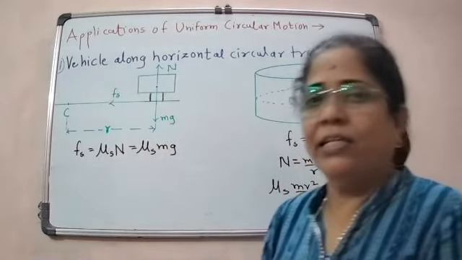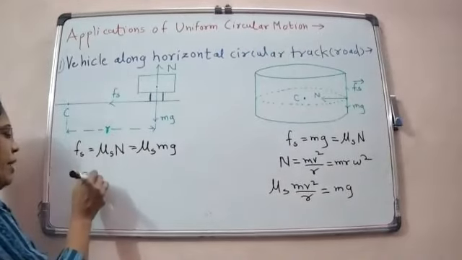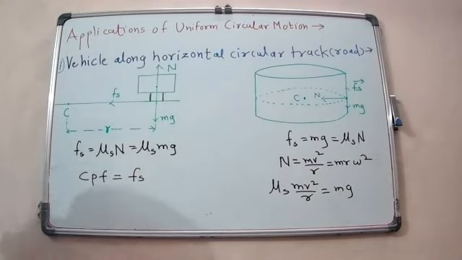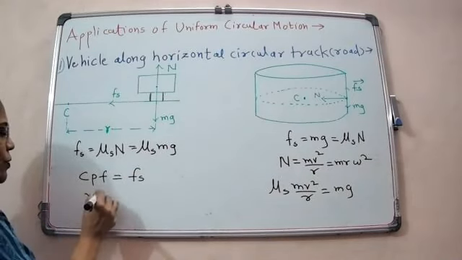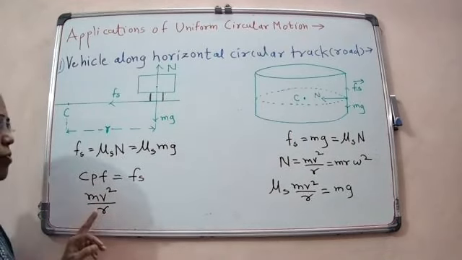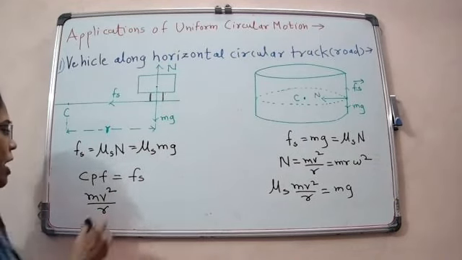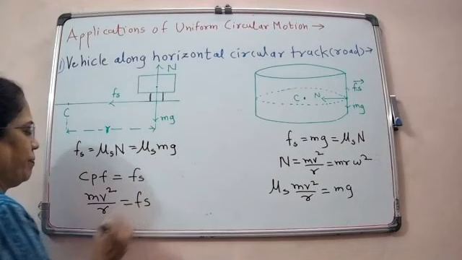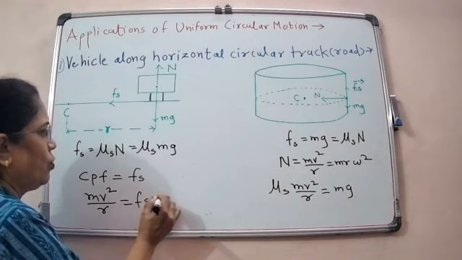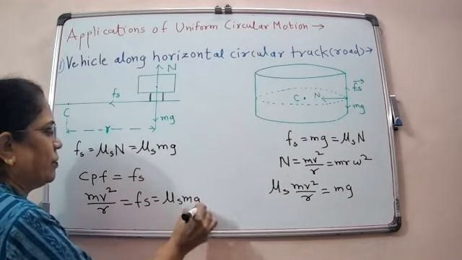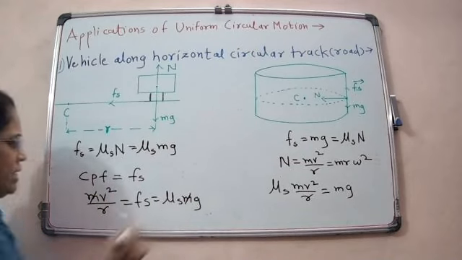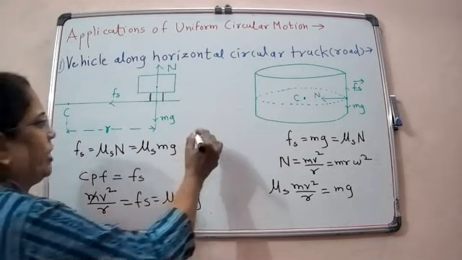We know that the centripetal force is equal to the force of friction. The centripetal force has the formula mv square upon r, and it is equal to Fs, the force of friction. What is the force of friction? It is equal to mu s into mg. So this m gets cancelled.